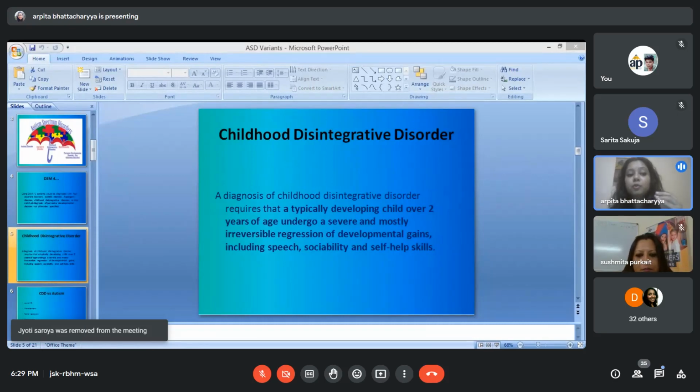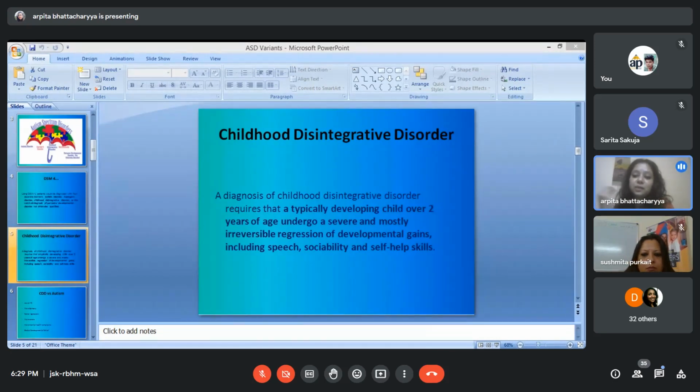Irreversible regression. No matter how much we try to manage and do whatever therapeutically, these skills won't come back again in the child's life. So it is irreversible regression of developmental gains in the sphere of speech, social skills, self-help skills, personal skills. Self-help means eating, dressing, brushing, wearing your dress, toileting, eating food, drinking water, all those are self-help skills. So this is what CDD is all about.